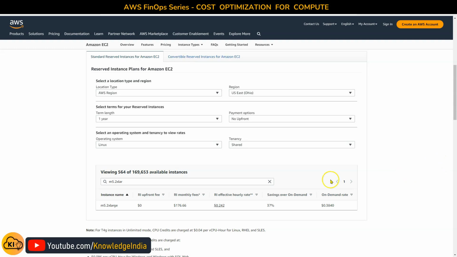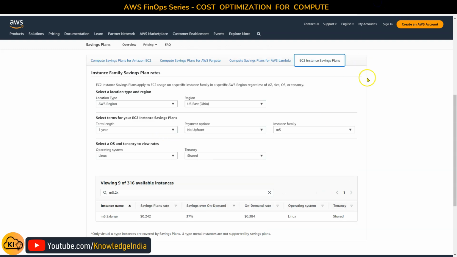And what I've done here is I've filtered it for one instance type, let's say M5 2xlarge. We are looking at the Ohio region, 1 year, no upfront cost, and of course Linux operating system. With M5 2xlarge, compared to the on-demand rate, which is 0.3840, you save 37% when you go with 1 year, no upfront. This is with standard reserved instance, in which you cannot change the family of the instance.